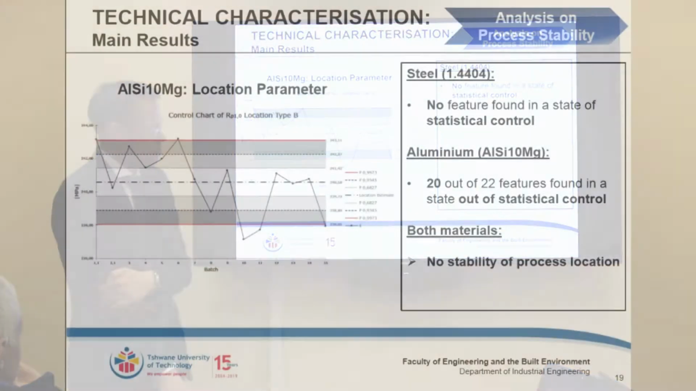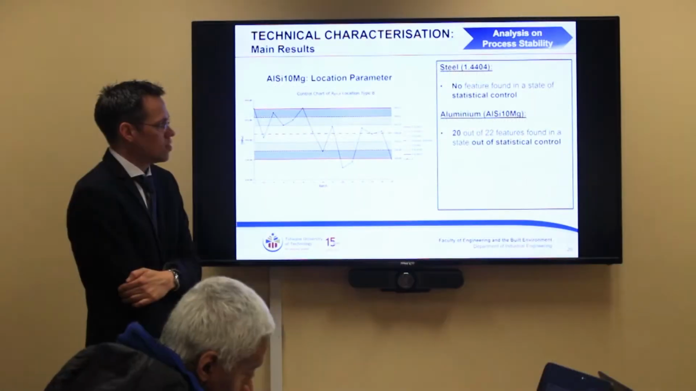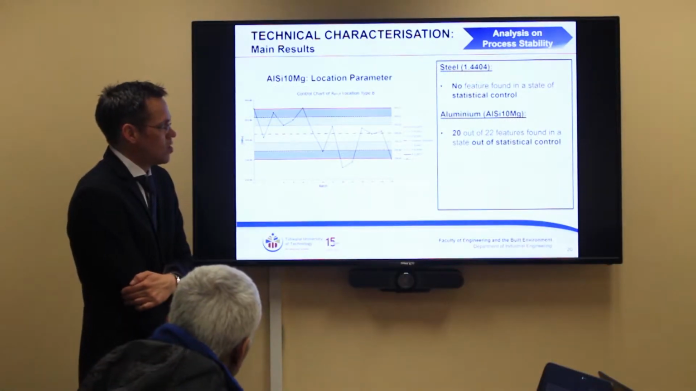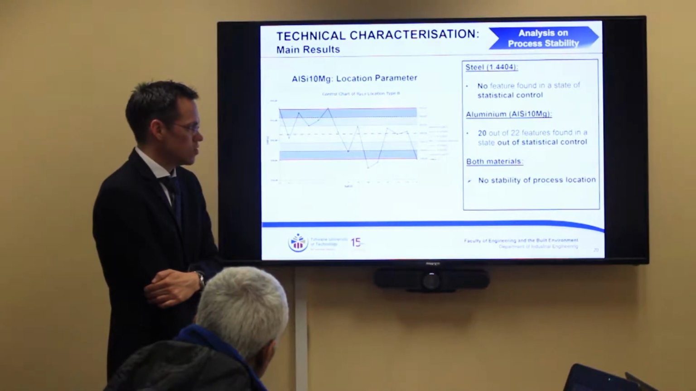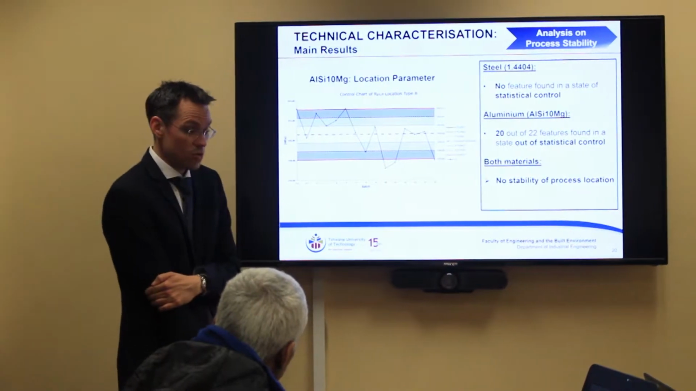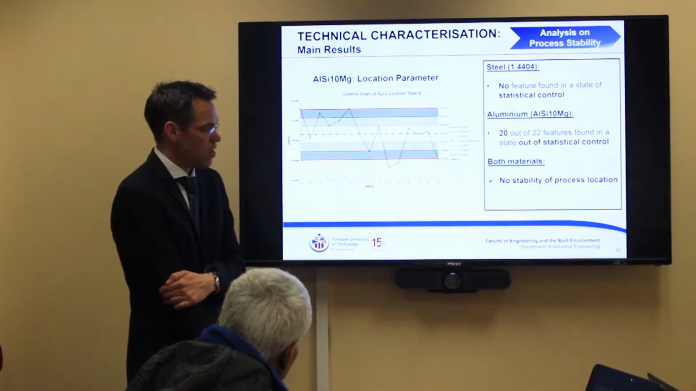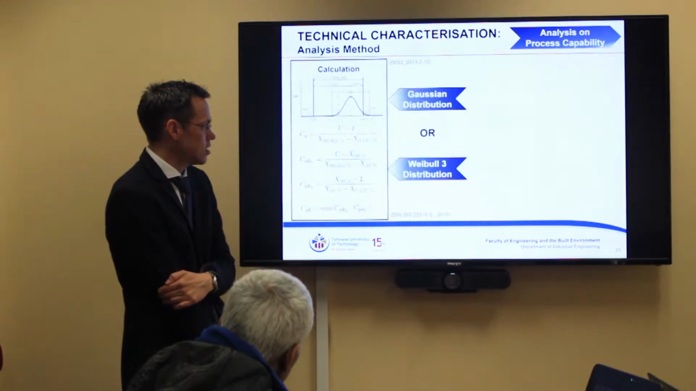So basically it was found for stainless steel that no feature is in a state of statistical control. In aluminum, it looked pretty much the same, where 20 out of 22 features were found out of statistical control. So both materials were mainly unstable regarding their process location parameter. The process dispersion was quite constant.